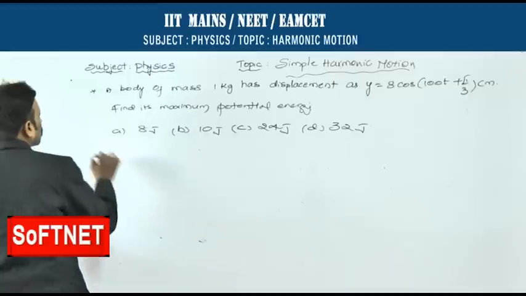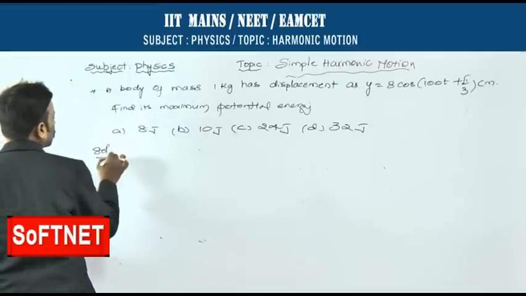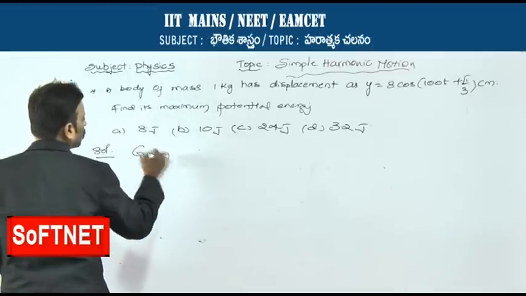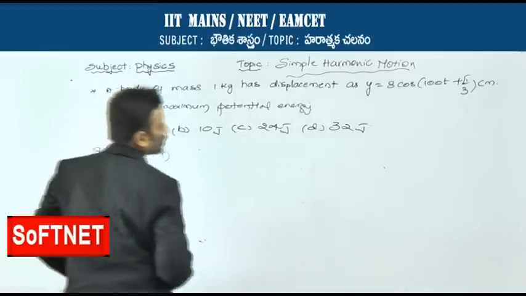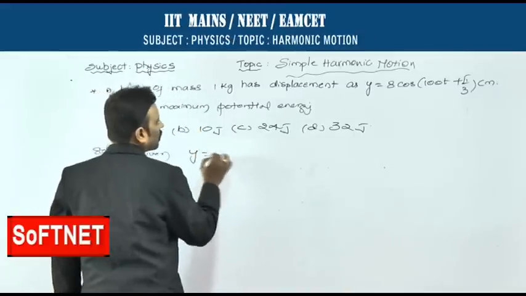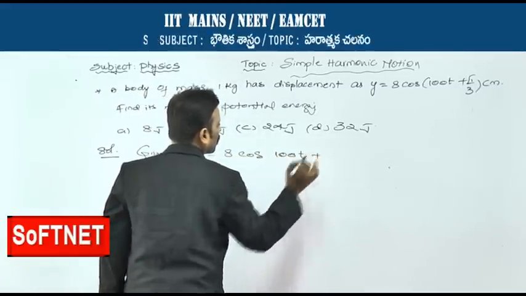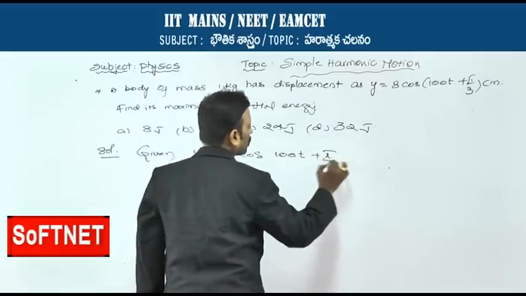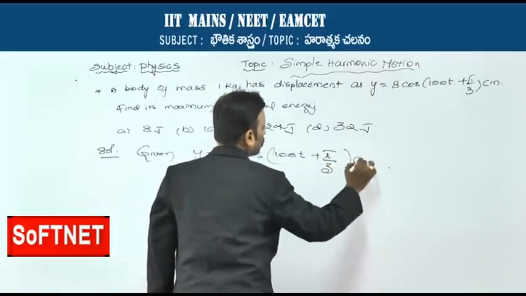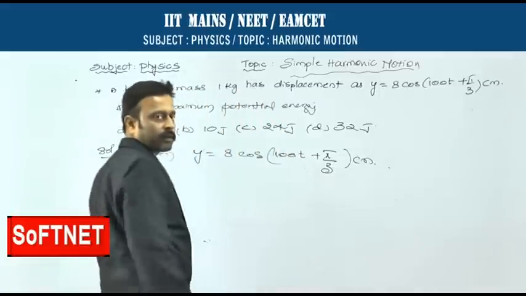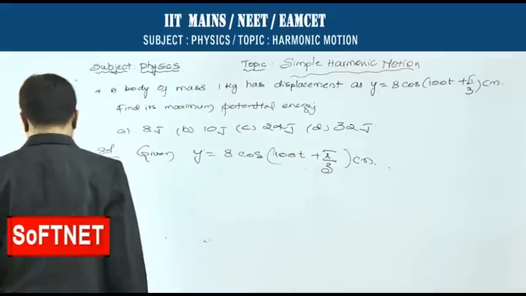Now, the solution given. What is the expression for displacement? Y is equal to 8 cos 100 t plus pi by 3 centimeters. That is the given expression for displacement.